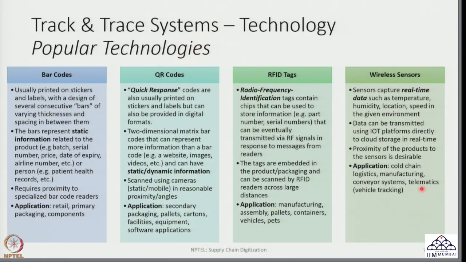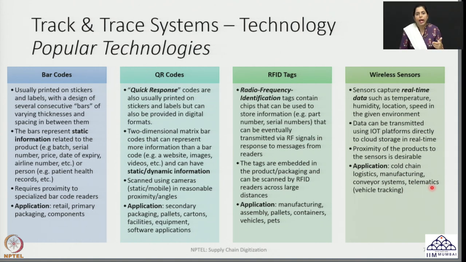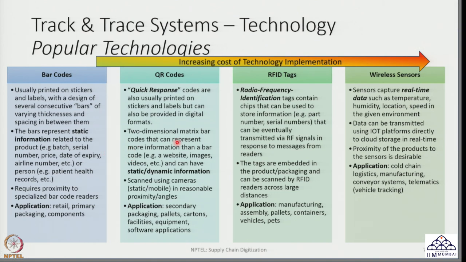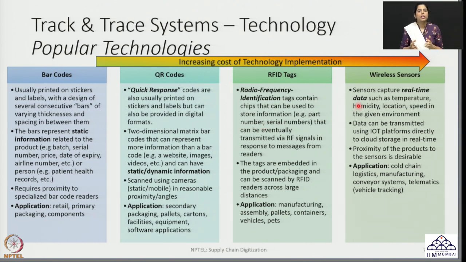This application area is called telematics, where we are tracking parameters with respect to vehicle movement. And in this, the products can actually be present which are moving along with the vehicle or being transported with the vehicle. So as you can think, the cost of implementation is going to increase as we move from barcodes, QR codes to RFID tags and wireless sensors, because the nature of information that we require is more in real time when it comes to these sensors rather than in terms of barcodes and QR codes, where the data is being captured only at certain points in time.